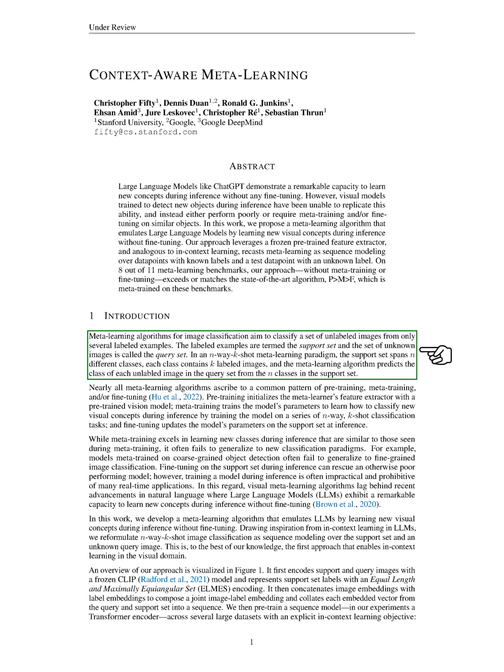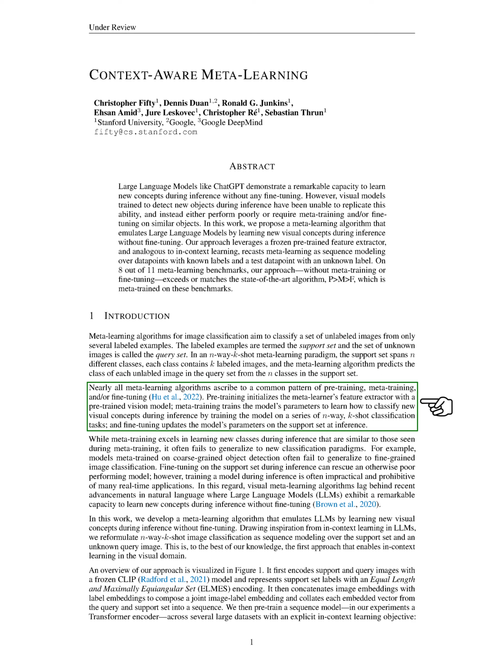In a scenario where we have n different classes, each with k labeled images, a situation we call an n-way k-shot meta-learning paradigm, the algorithm predicts the class of each unlabeled image in the query set from the n classes in the support set. Most meta-learning algorithms follow a three-step process: pre-training, meta-training, and fine-tuning.